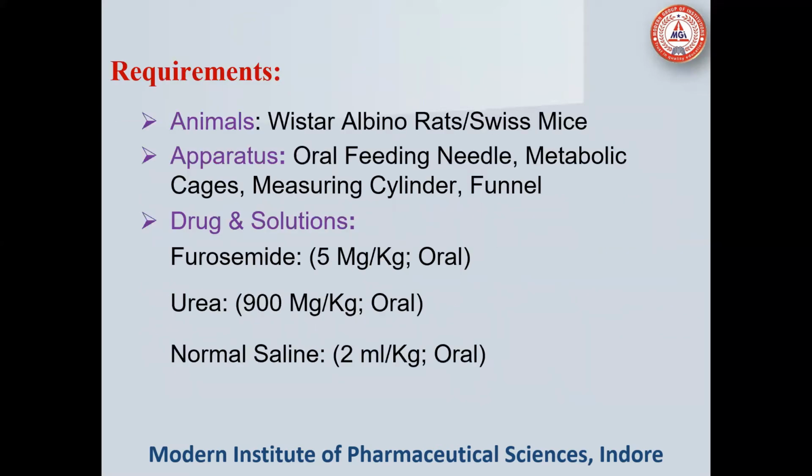The requirements for the practical are either Wistar albino rats or Swiss mice, and the apparatus used are oral feeding needle, or we can say oral cannula, metabolic cage, measuring cylinder, and funnel. The drugs and solutions used are furosemide 5 mg per kg solution, urea 900 mg per kg solution, and normal saline 2 ml per kg solution. All these solutions are given orally with the help of oral feeding needle or oral cannula.